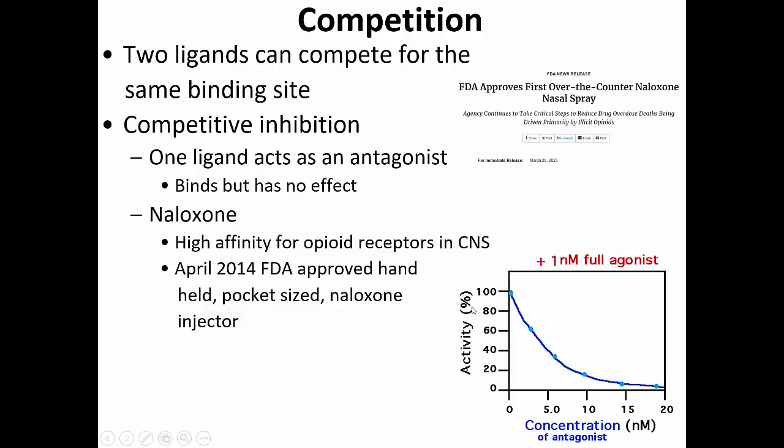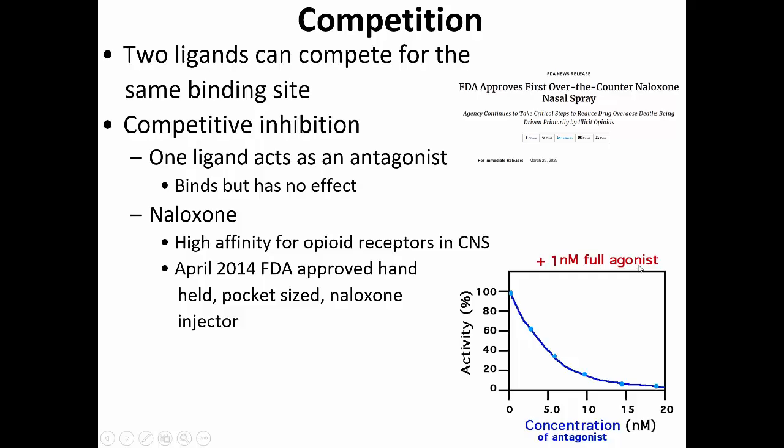We have the activity that's brought about by the binding of the agonist on the y-axis. We have the concentration of the antagonist that's found on the x-axis. And then we have the concentration of the agonist, which remains unchanged throughout this experiment, shown at the top of our little graph there. So what we observe is the following. As we increase the concentration of the antagonist, we see a corresponding decrease in the activity that's brought about by the agonist, simply because of competitive inhibition.